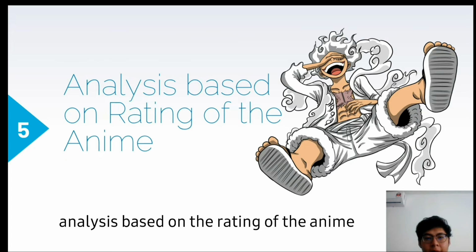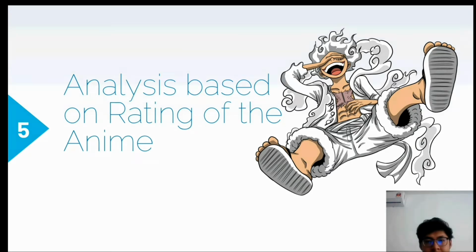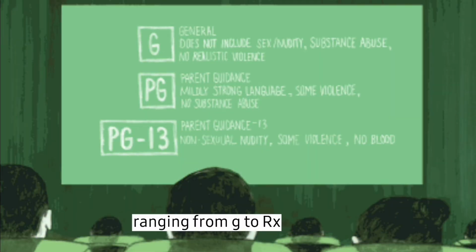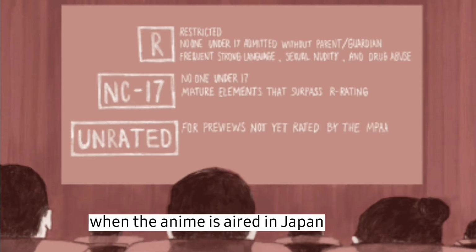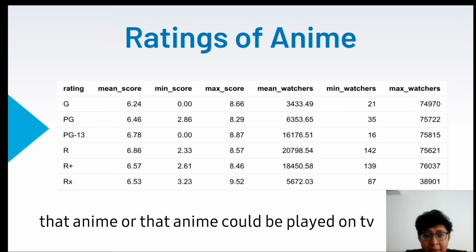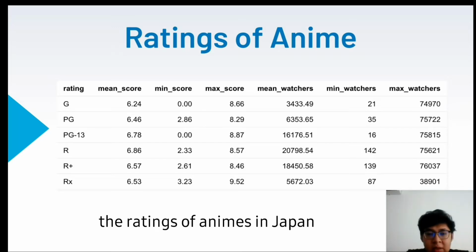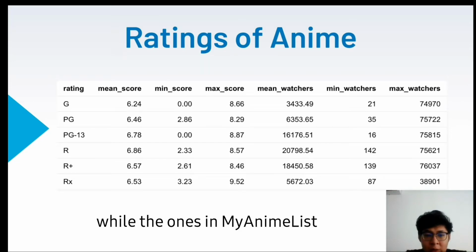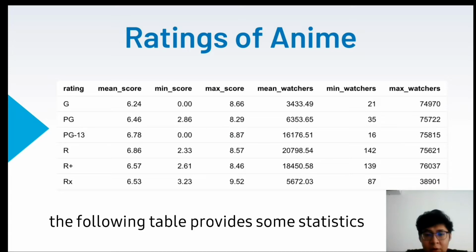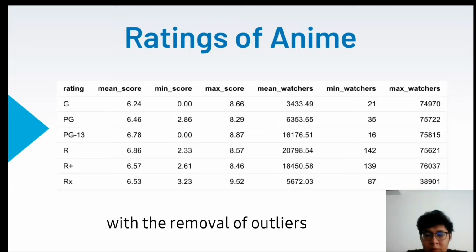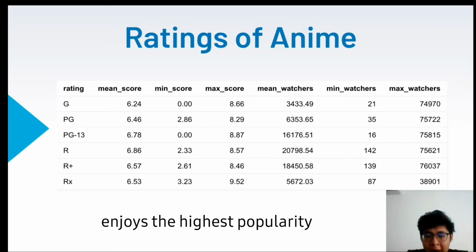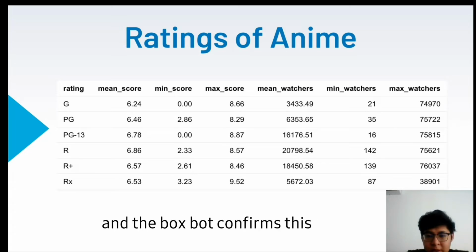Analysis based on the rating of the anime. Similar to movies, animes have been assigned some ratings, ranging from G to RX. When the anime is aired in Japan, different ratings of the anime would possibly result in different time frames that anime could be played on TV. The ratings of animes in Japan are more general, while the ones in MyAnimeList tend to be specific. The following table provides some summary statistics with removal of outliers. We could observe that animes that are rated R enjoy the highest popularity, and the box plot confirms this.